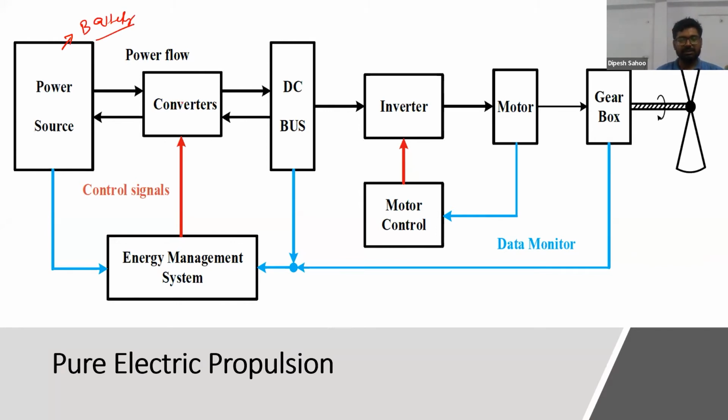Then we have converters. Then we have DC bus, inverters, motors, and generators. Why do we have to use inverters? Again, generally, we have to use 2-phase or 3-phase motors. We have to use them for proper control of the motor.